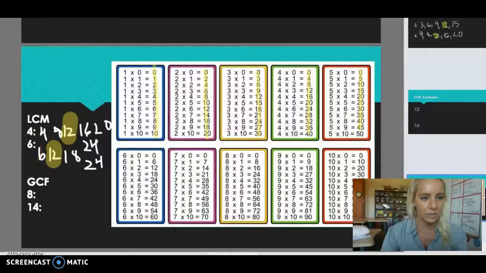Now let's look at GCF. I'll show you how to use this chart to find your GCF. So let's look at our 8 tables here. I want to find what all the common factors are of 8. So I can see that 8 and 1 would be a factor. Now I'm going to use my chart and see where else I get a product of 8. Looking at here, I see 8 and 1. Looking at here, that means other factors would be 2 and 4.